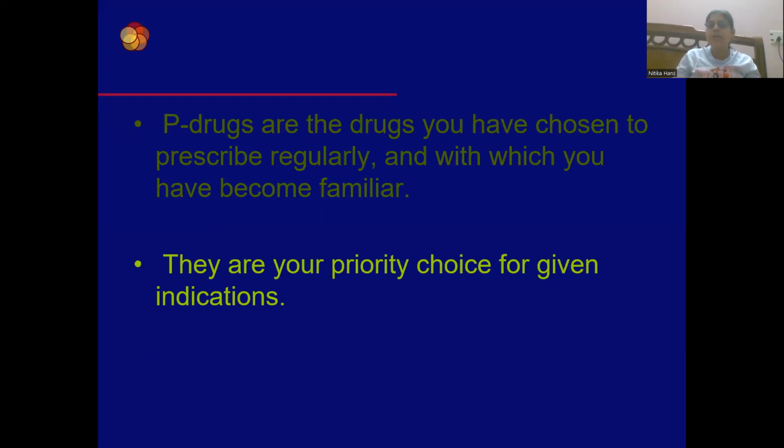These are the priority choices for given indications. For example, in hypertension, the priority choices are diuretics or ACE inhibitors, such as enalapril or hydrochlorothiazide. In angina, glyceryl nitrate sublingual tablet is the preferred choice. In peptic ulcer, we give pantoprazole, a proton pump inhibitor, the most efficacious drug which we can give. In the same way, these are the priority choice drugs for given indications.